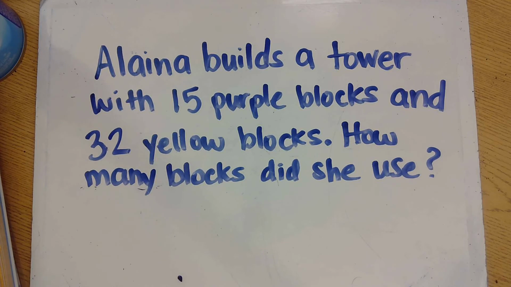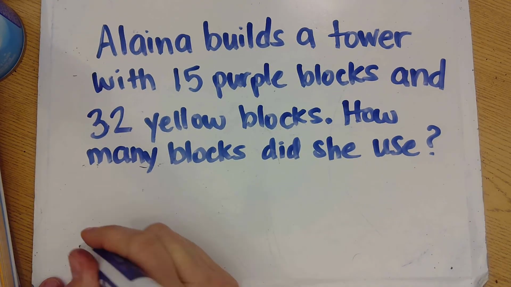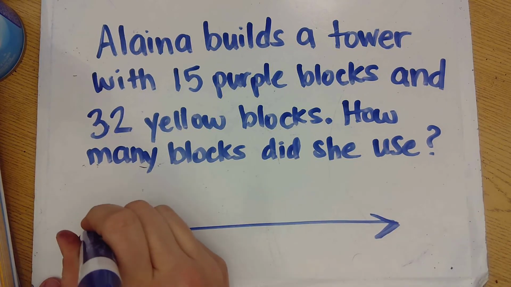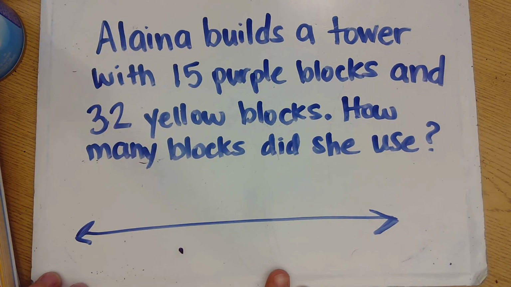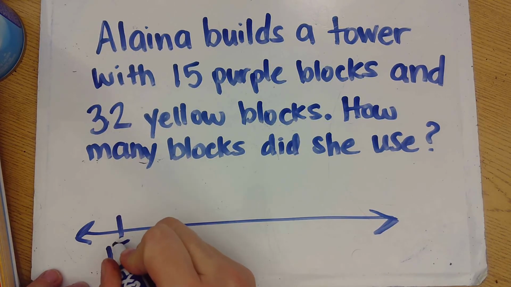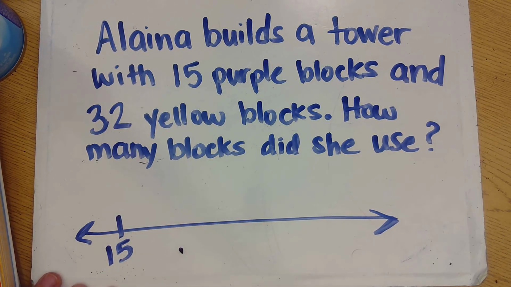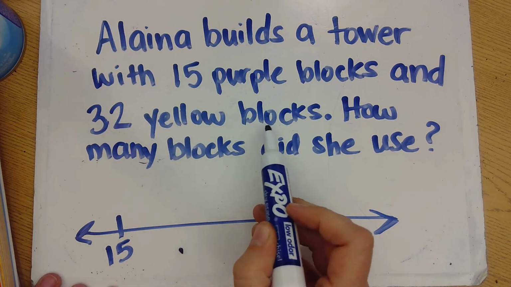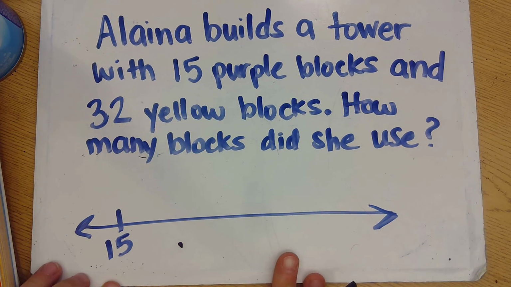Let's go ahead and take a look at one more problem, one more example. This one says, Elena builds a tower with 15 purple blocks and 32 yellow blocks. How many blocks did she use? So I want to draw my open number line as a tool to help me figure this out. Elena started with 15 purple blocks, and then she also added 32 yellow blocks onto her tower.